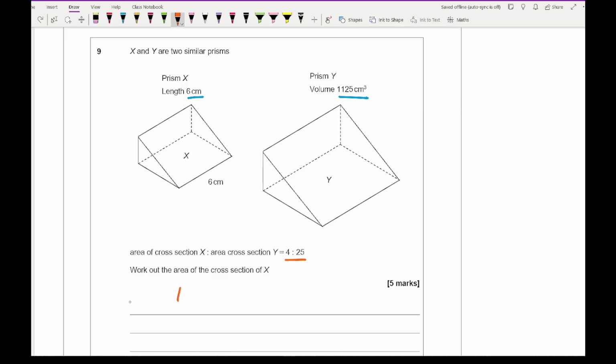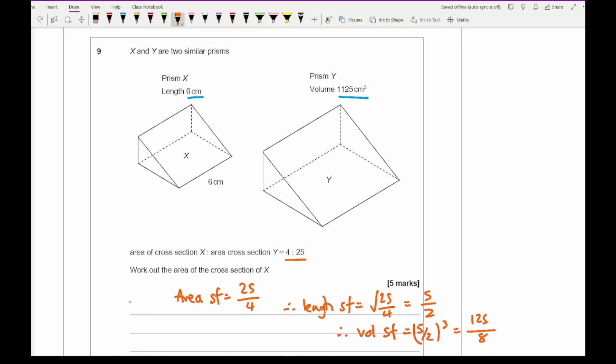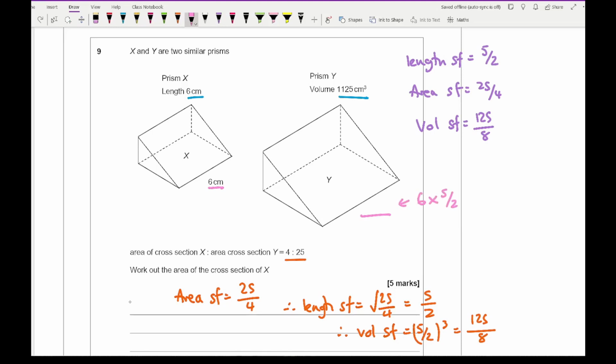So using this, I can work out what the area scale factor is, which is 25 over 4. Now from this, I can work out that the length scale factor is going to be the square root of 25 over 4, which is 5 over 2. And I can then work out the volume scale factor, which is 5 over 2 cubed, which is 125 over 8. So let me just start by writing that up a little bit neater. The length scale factor is 5 over 2, the area scale factor is 25 over 4, and the volume scale factor is 125 over 8. So if this is 6, to work out this length here, I've got to do 6 times 5 over 2, which gives me the answer of 15.